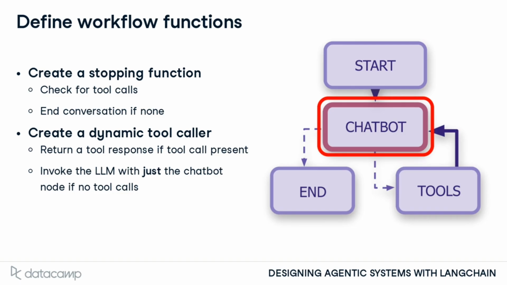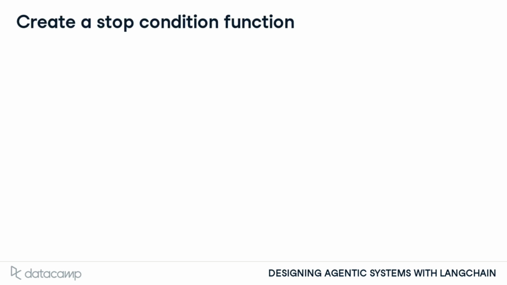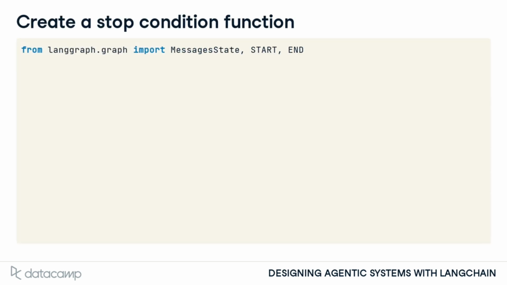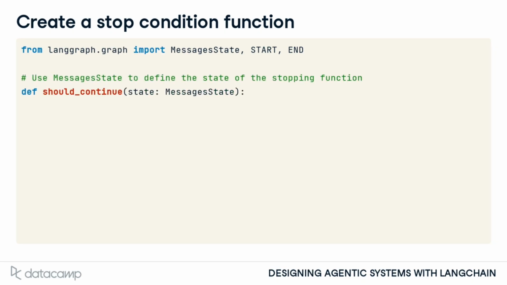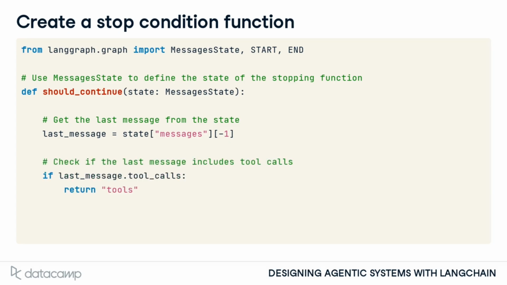Once these functions are set up, we'll define the full graph. To build the workflow, we'll import the messages state, start, and end modules from LangGraph.graph. Then we'll define the stop condition function called shouldContinue that accepts messages state to define the graph state. We'll then extract the last message from messages in state and save it as last message. Then we'll check if this message has tool calls, such as Wikipedia, returning tools if the condition is true. If not, the conversation is ended using end.